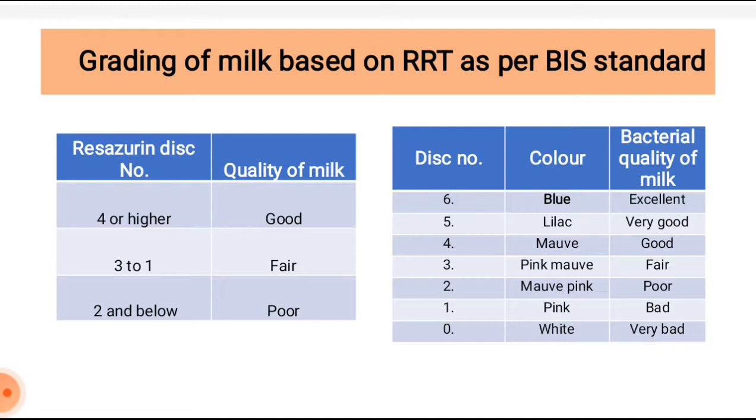In the second table, the disc number, color, and bacterial quality of milk are shown. If the disc number is 6 and the color is blue, then the bacterial quality of milk is excellent. If the number is 5, then the bacterial quality of milk is very good, and so on. If the disc number is 0 and the color is white, then the bacterial quality of milk will be very bad.